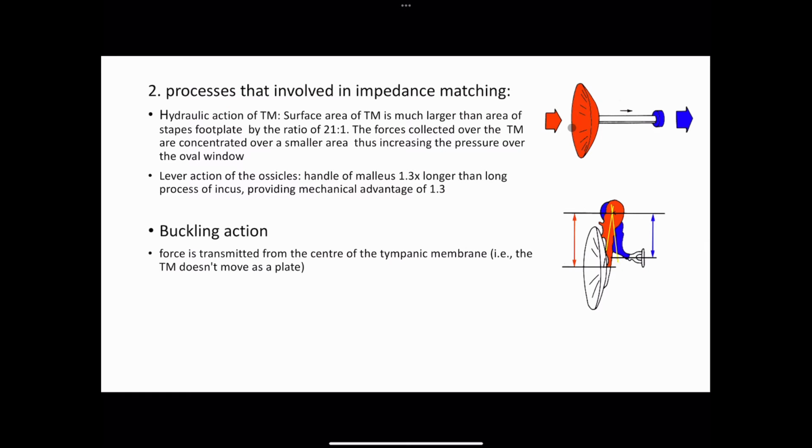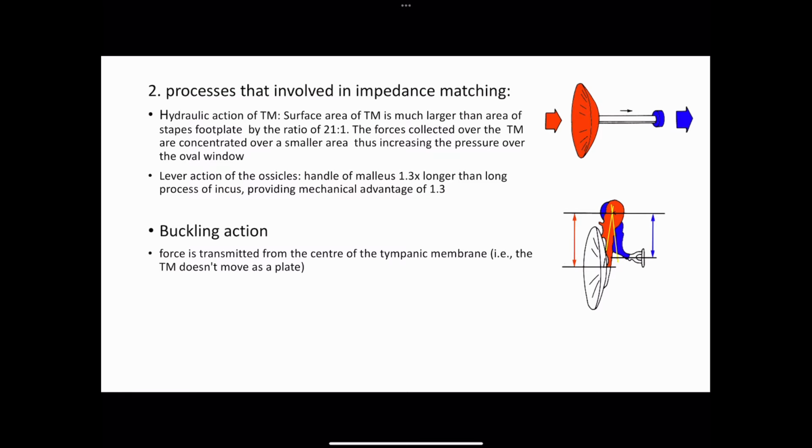There are some processes that are involved in impedance matching. First, we have the hydraulic action of the tympanic membrane. Since the surface area of the tympanic membrane is much larger than the area of the stapes footplate, by a ratio of 21:1, the forces collected over the tympanic membrane are concentrated over a smaller area, thus increasing the pressure over the oval window. We also have the lever action of the ossicles. Since the handle of the malleus is 1.3 times longer than the long process of the incus, it provides a mechanical advantage of 1.3.